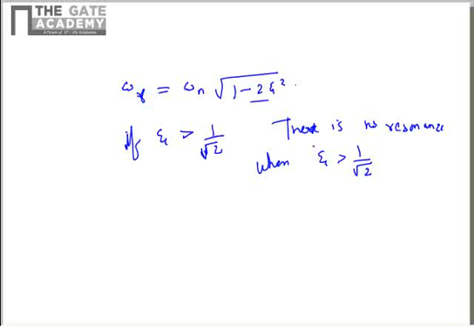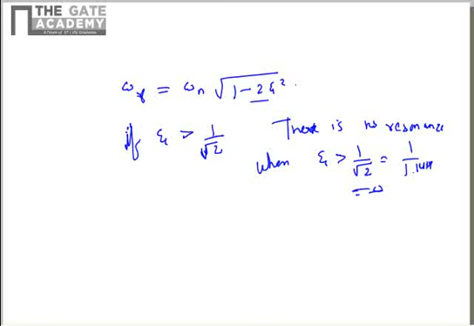So if you can maintain your z such that the damping is greater than 1 by root 2, which is 1 divided by 1.414, I'm not sure, but there will be some value around 0.7, 0.8. By maintaining the damping above that value, there will be no resonance. So this is an interesting observation in real systems.